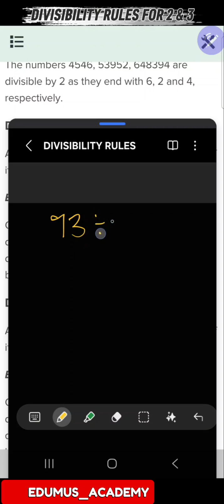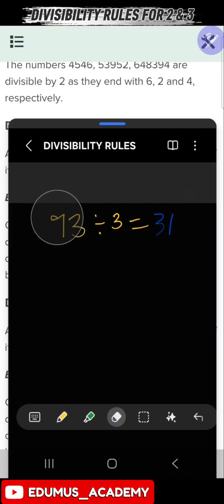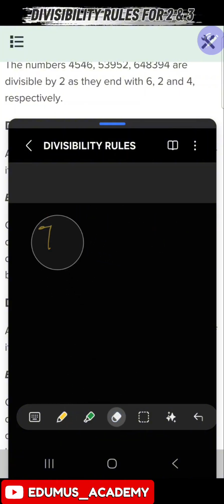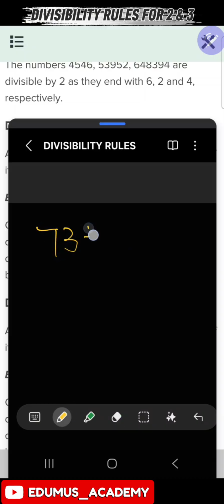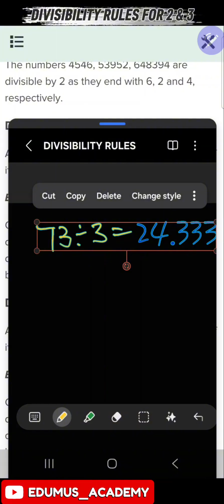Let's check. 73 divided by 3 equals... Sorry, I need to correct that, it's taking my 7 to be 9. 73 divided by 3 equals, you can see it's in decimal, which means it has a remainder. So what works for 2 does not work for 3.